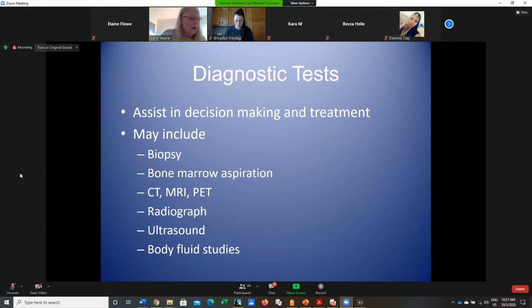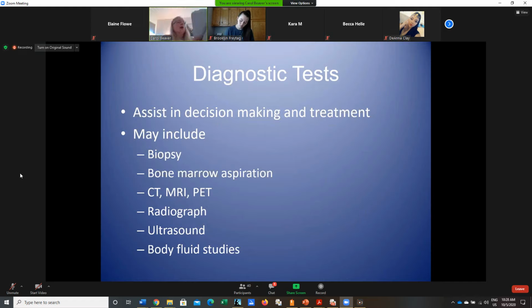Okay. We're going to talk about some diagnostic tests. So we do assist in decision making in the treatment, and it might include in our diagnosis a biopsy to take out a bit of tissue and examine it under the microscope, bone marrow aspiration, and a CT scan, MRI scan, PET scan. Radiography is just a regular X-ray, and ultrasound uses sound waves. And then the body fluid studies.